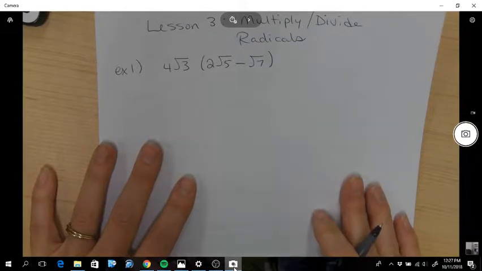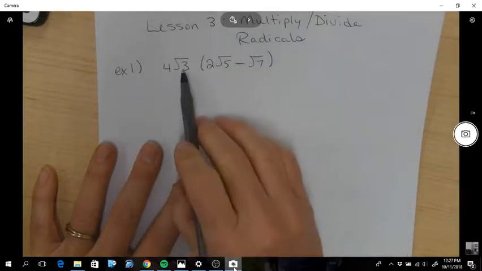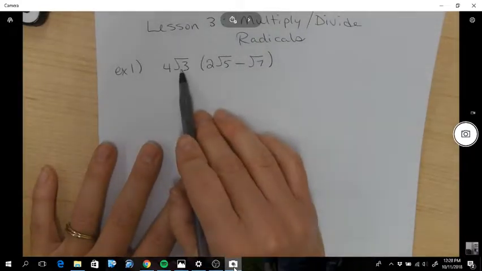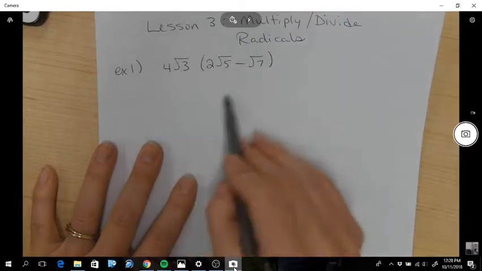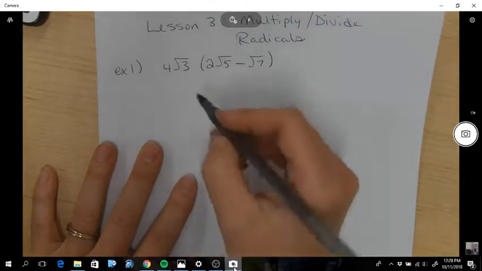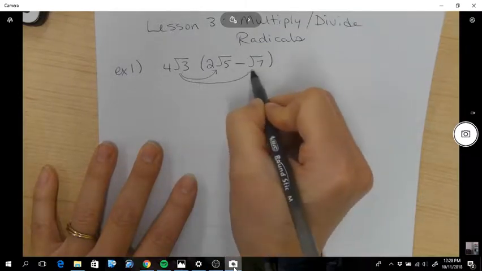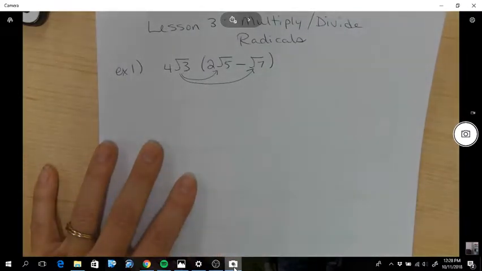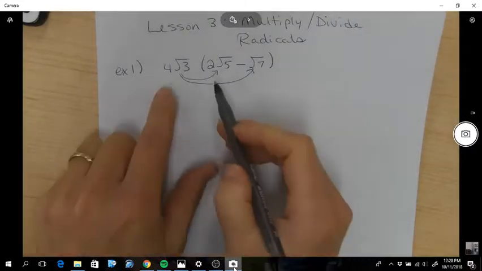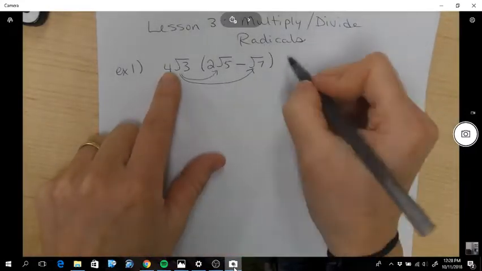Okay, so how does this work? If we have a number in front and in brackets, we have to distribute throughout the brackets. So you're essentially going this times this, and then this is also times the second term. Okay, so now what does this come out to be?